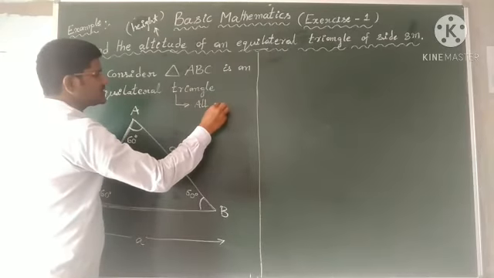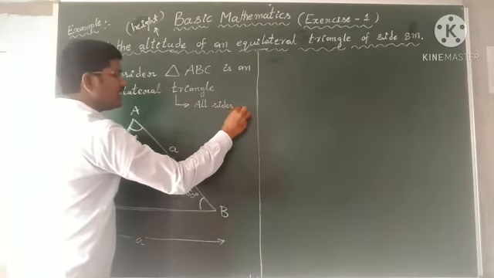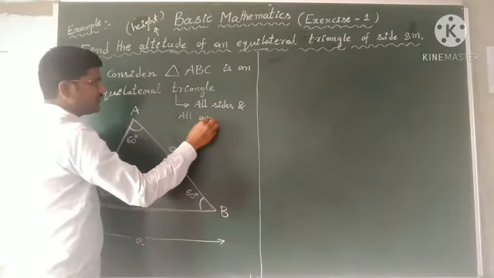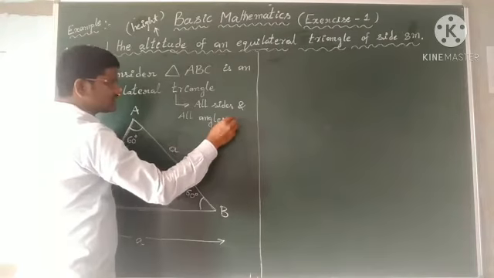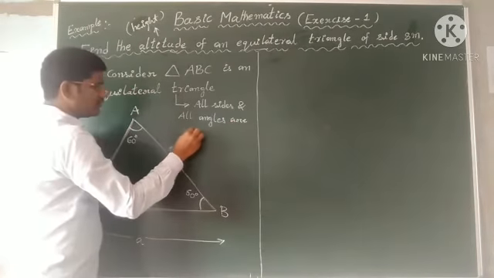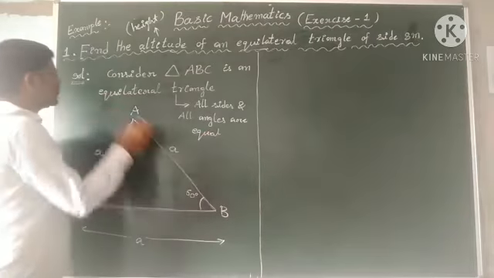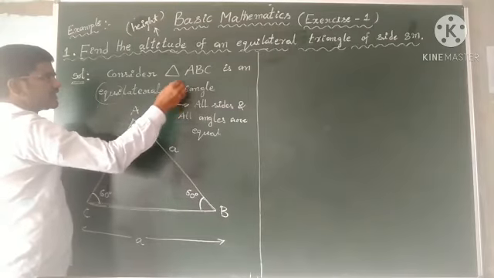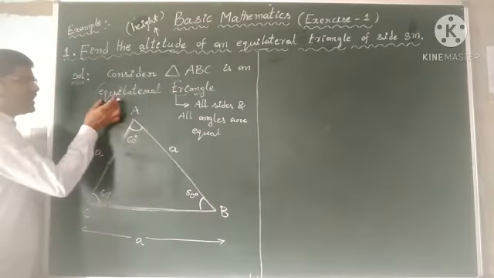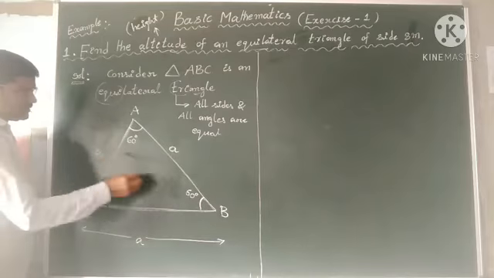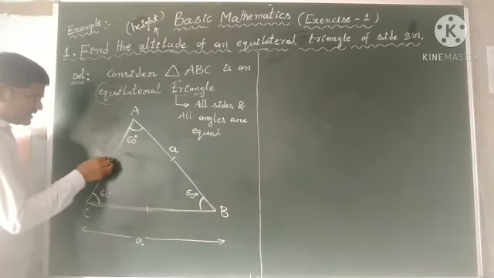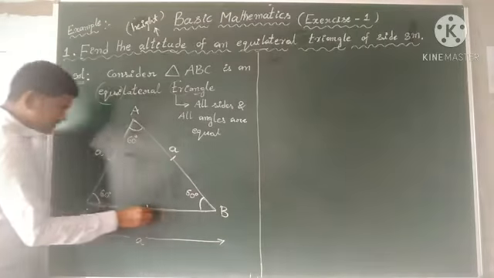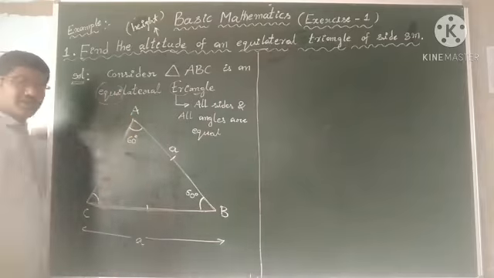All sides and all angles are equal. Equi means same. Tri means 3, so all 3 angles are equal, and equilateral means all sides are equal. Means AB side, BC side and AC side have equal lengths. If AB is A units, BC is also A units and AC is also A units.